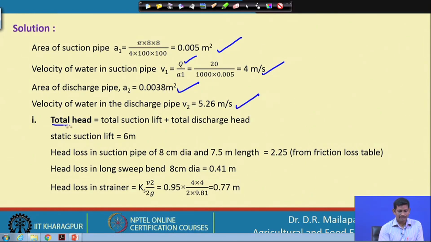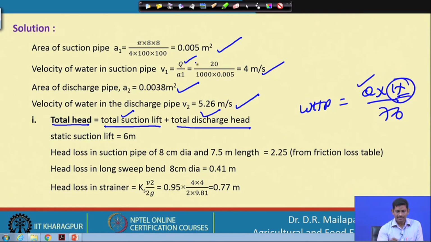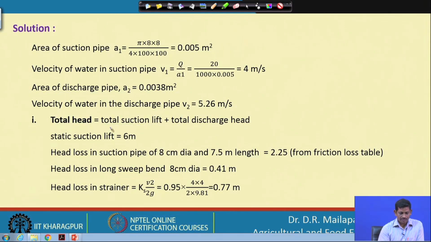The first thing is the total head. The total head is equal to the total suction lift plus the total discharge head. So, we find out the total suction lift and the total discharge head. Once you know the total head, you will be able to find out the water horsepower, which is equal to Q into H by 76. Q is known, our interest is to find out H, the total head. As I said, it has two parts, suction lift and discharge.